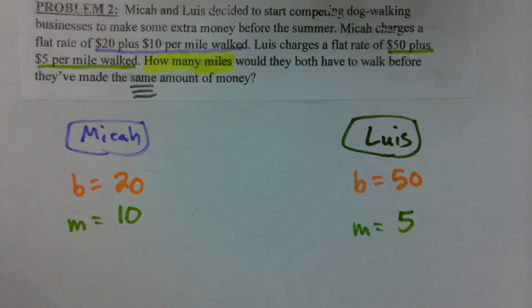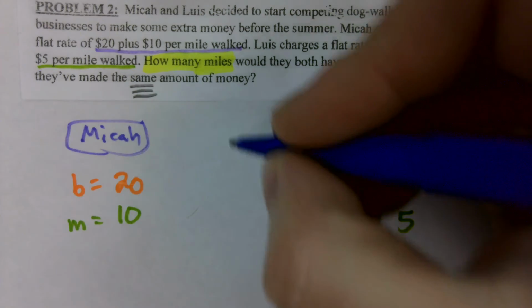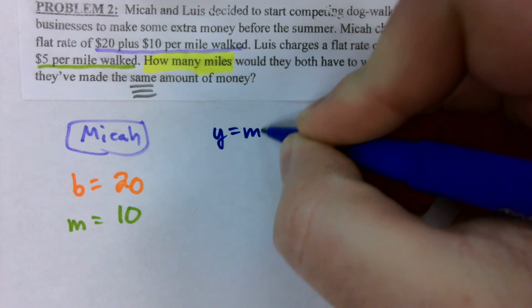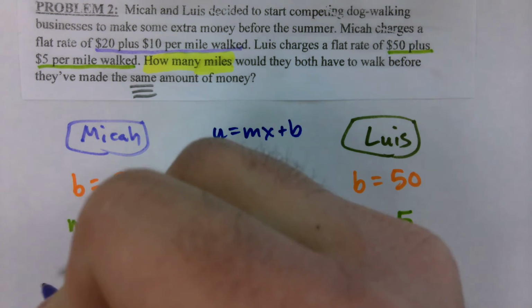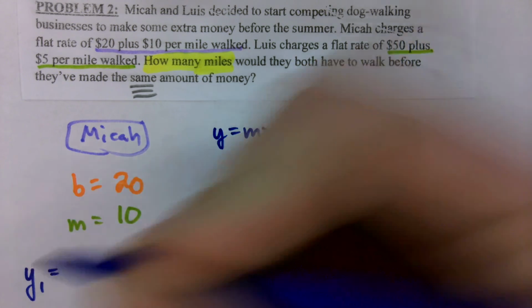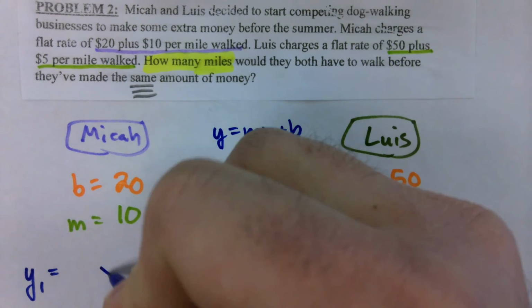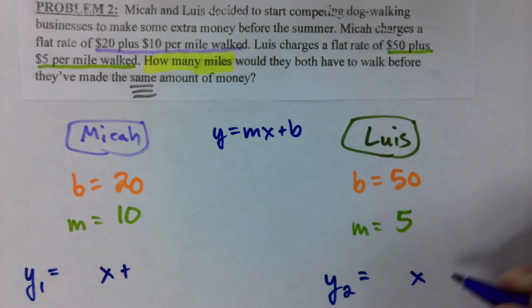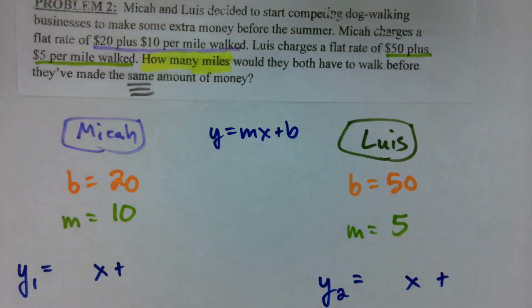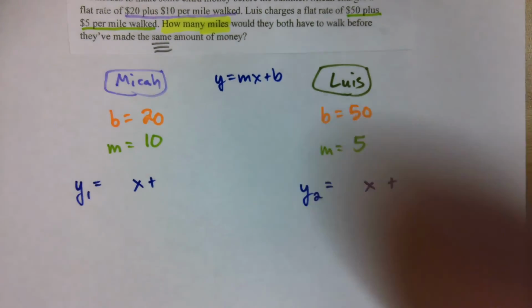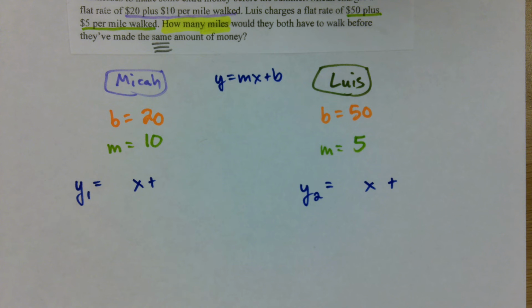All right. If we're going to go ahead and set up our equations using y equals mx plus b, y1, which is Micah's equation, is going to look like what? What's Micah's equation going to be, Max? Yeah, go ahead. Micah's equation. Anyone got it?